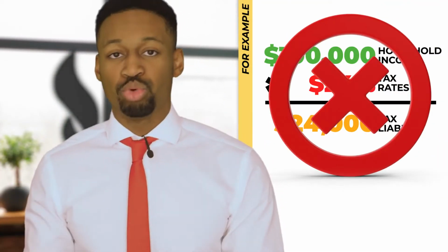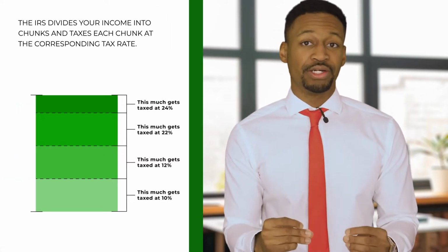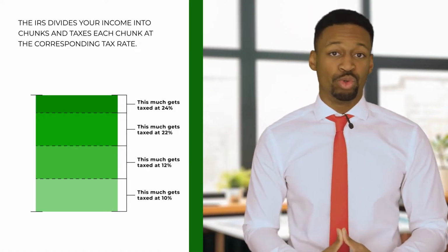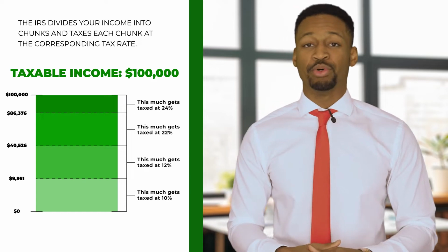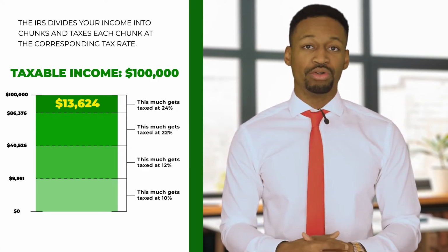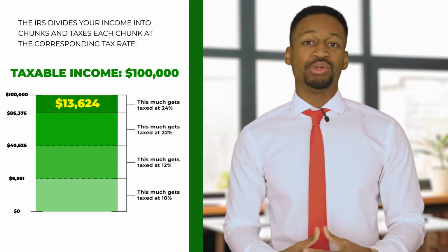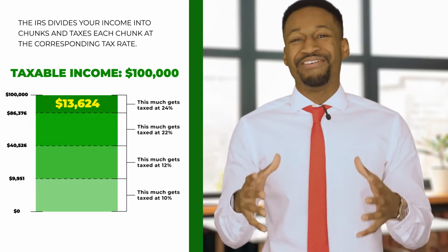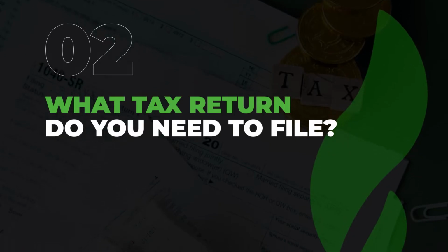But that is wrong. Okay, instead, the IRS divides your income into chunks and taxes each chunk at the corresponding tax rate. For example, if your household made $100,000 of taxable income, then only about $13,624 would be taxed at the 24% tax rate. So instead, you'd be looking at something like a 15.1% effective tax rate. Okay, now that you understand that, let's move into step number 2.